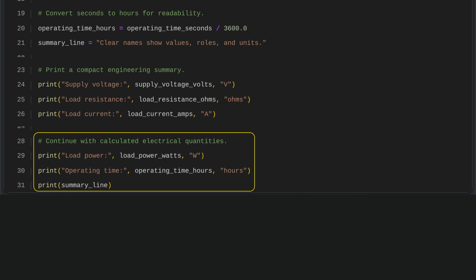The code displays key electrical results: load power, found from the supply voltage and load current, and operating time, based on battery charge and current draw. It ends by highlighting that clear, descriptive variable names make engineering calculations easier to understand.